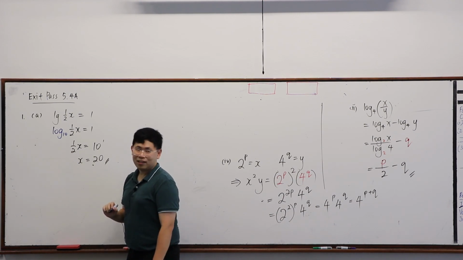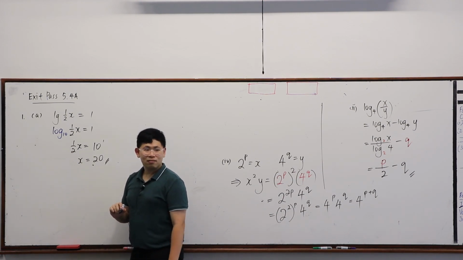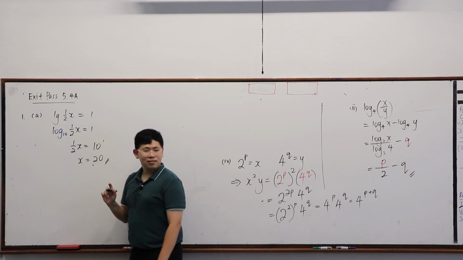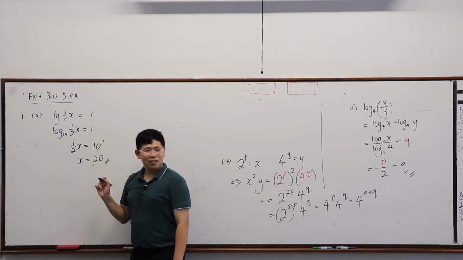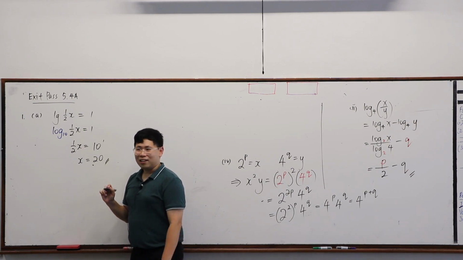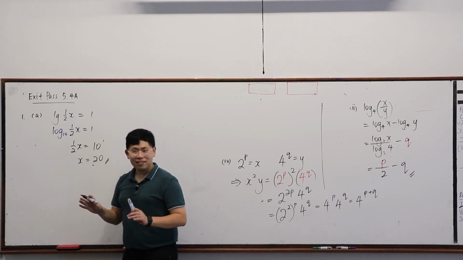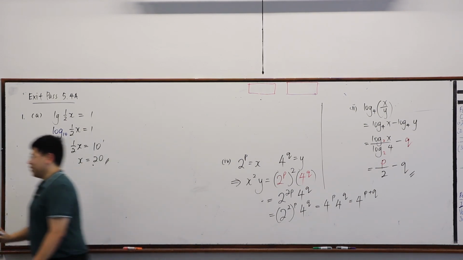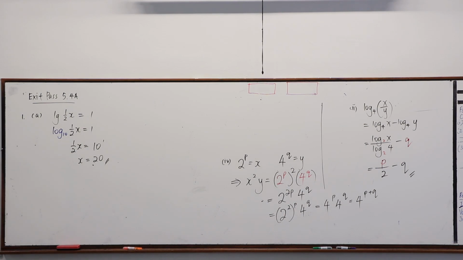Okay? Correct, right? So you don't need to log both sides. Just take away. Okay. Next one, for B.